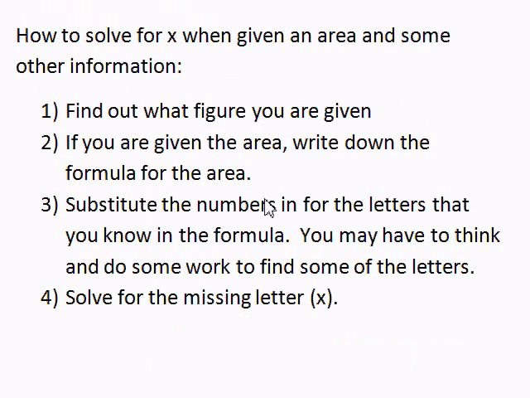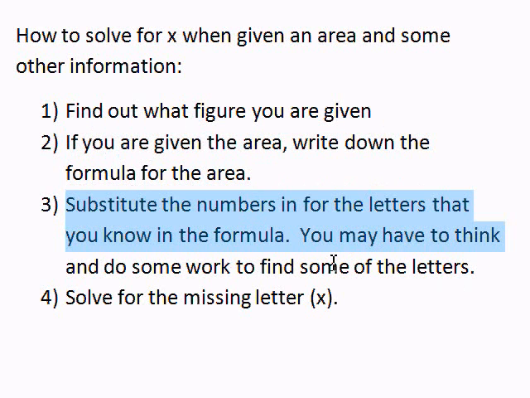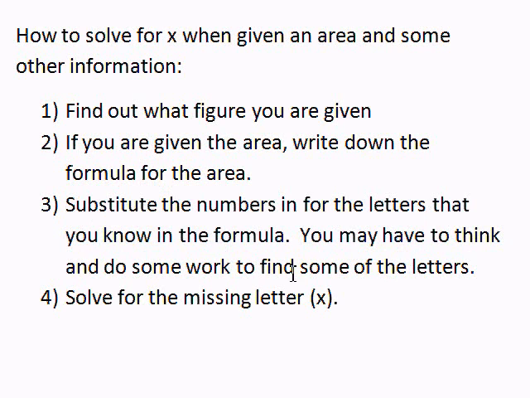Now we're about to solve for some missing information, and we've done this in the past, so I've just written down steps if you'd like to have them. And they tell us that when we're trying to solve for x, given an area and some other information, we need to find out what figure we're given. Always start with trying to find out what figure you're given. Then, if you're given an area, write down the formula for the area. And we're going to substitute in the numbers for the letters that we know in the formula. And you may have to think some to find some of the letters, and then we're going to solve for the missing letter.